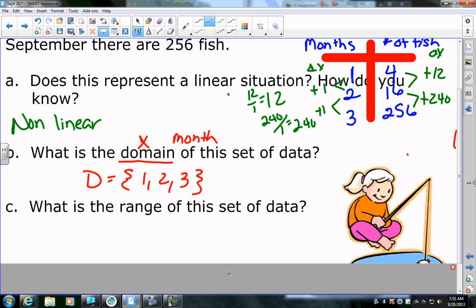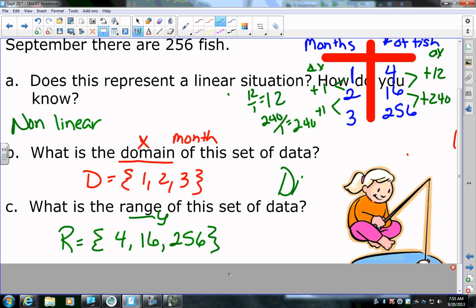The range, remember, is the Y. And the range, use set notation. We started with 4, 16, and 256. You have to write it like this when it is discrete. And you need to remember what type of things are discrete and what are continuous.